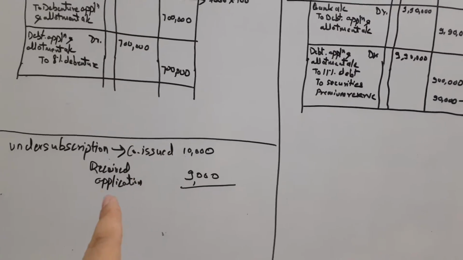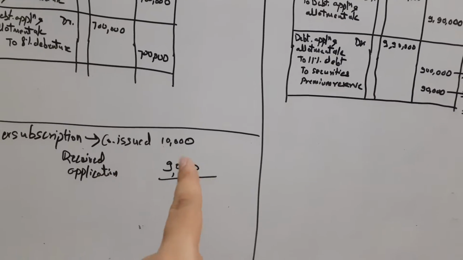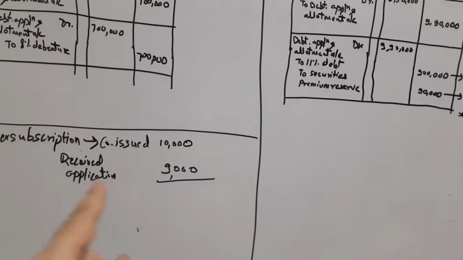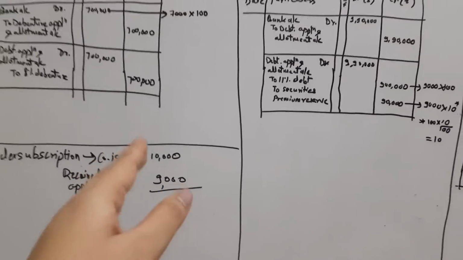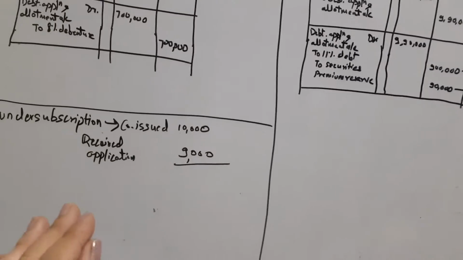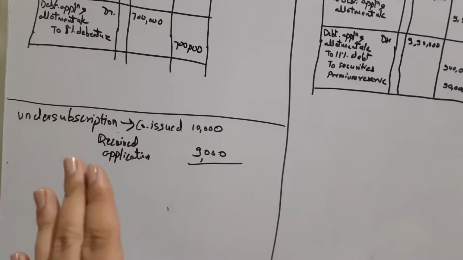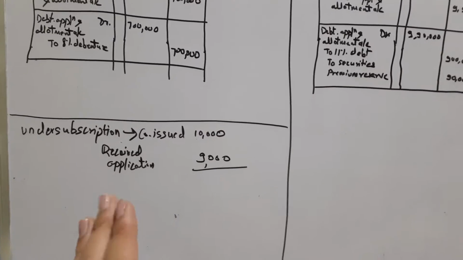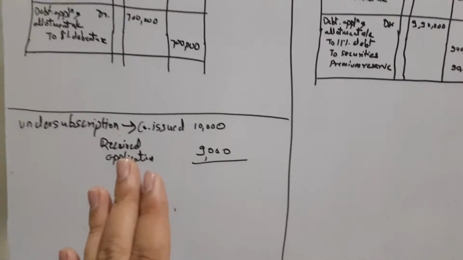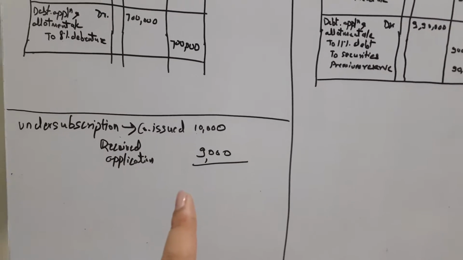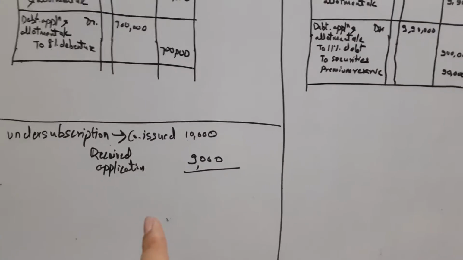As you can see in the example here, the company has issued 10,000 debentures, whereas applications have been received for only 9,000 debentures. So this is a perfect example to understand the meaning of under subscription. Under subscription means that applications have been received for a lesser number of debentures than offered for subscription.